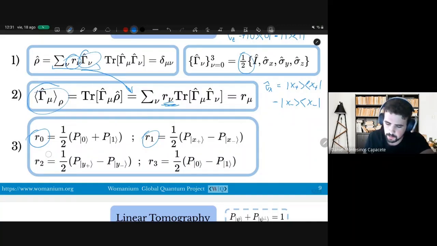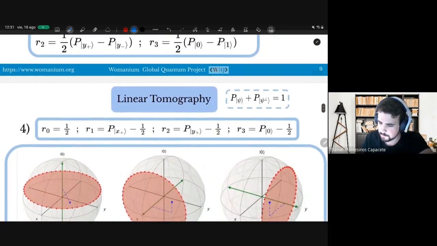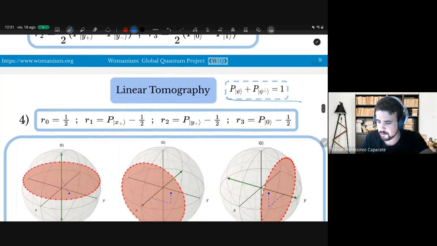The only step ahead is using this other relation of orthogonality. This means that the probability to be either in one state or in its orthogonal state, and that's the meaning of this symbol here, the orthogonal state, is always 1.